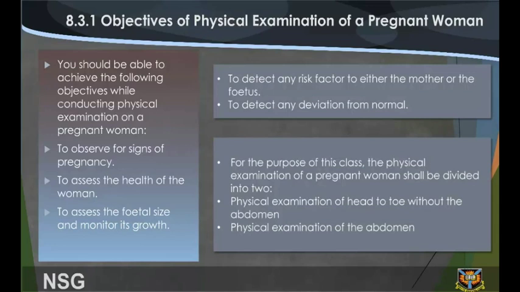You should be able to achieve the following objectives while conducting physical examination on a pregnant woman: to observe for signs of pregnancy, to assess the health of the woman, to assess the fetal size and monitor its growth, to detect any risk factor to either the mother or the fetus, to detect any deviation from normal. For the purpose of this class, the physical examination of a pregnant woman shall be divided into two: physical examination from head to toe without the abdomen, and physical examination of the abdomen.